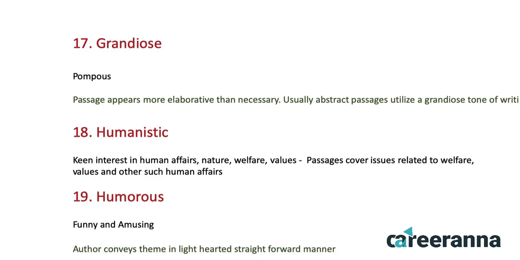The next tone is grandiose. Now, this basically refers to when the author is trying to be much more elaborative than is necessary. He is being very pompous or too elaborative or too descriptive about a particular thing. Usually, abstract passages utilize a grandiose tone of writing. Then the next one is humanistic.